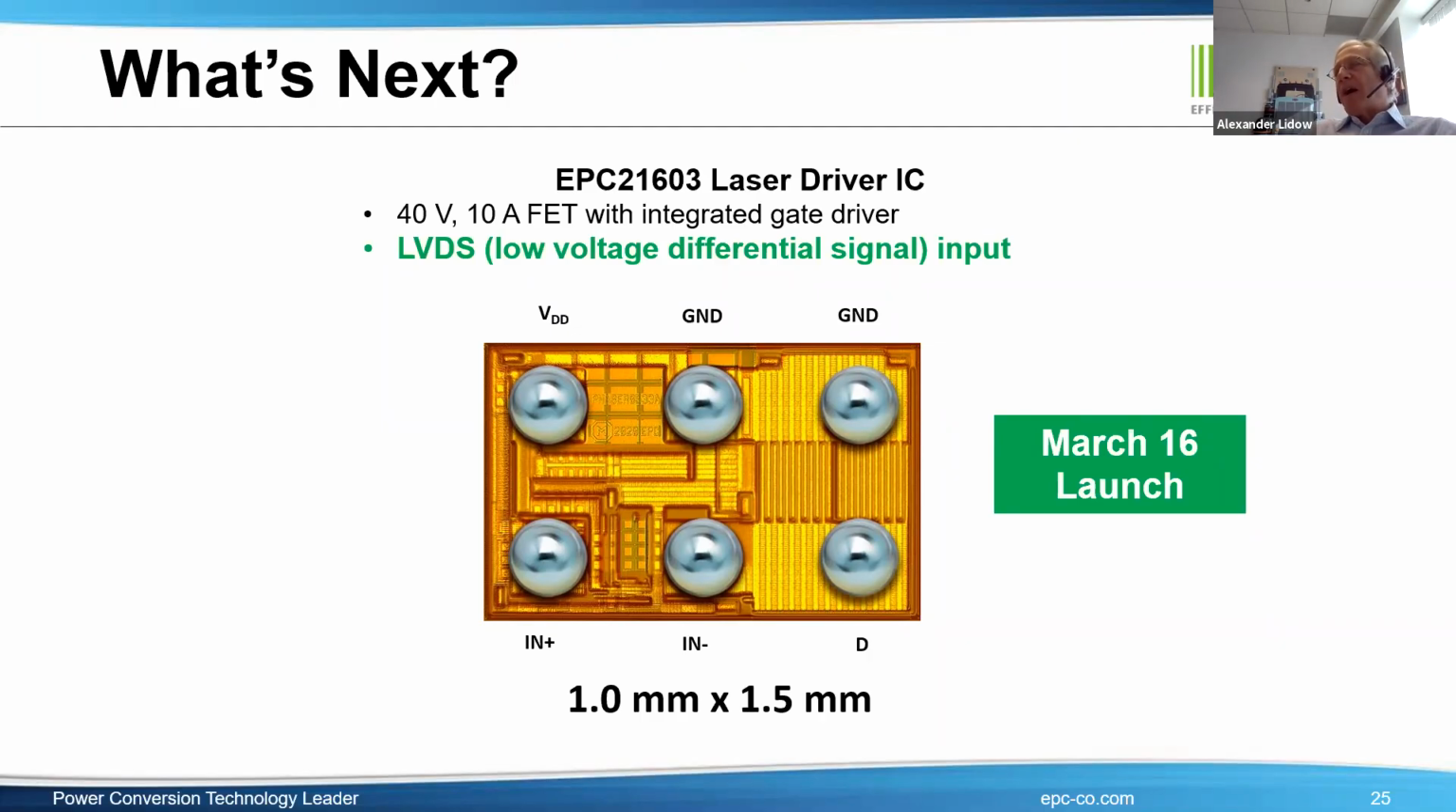It is blazing fast, so people have had to learn how to do layouts that have less parasitic inductance. You know, inductance is not your friend when you're going fast, so that was a challenge. We have lots of guidance on layouts and most efficient layouts and things like that.